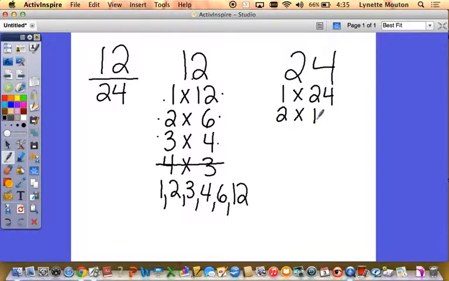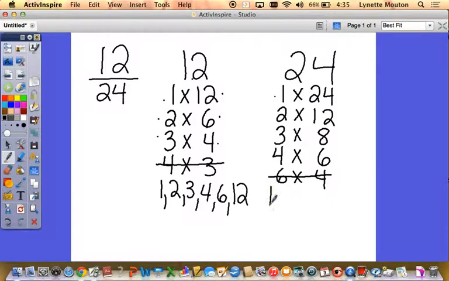Now we need the factors of 24, which is 1 times 24 is 24. 2 times 12 is 24. 3 times 8 is 24. 4 times 6 is 24. 5, there's no number for 5, so now we have 6 times 4 is 24. Again, this number repeats, so we don't have to use that one. And we've now found them all. 1, 2, 3, 4, 6, 8, 12, and finally 24.